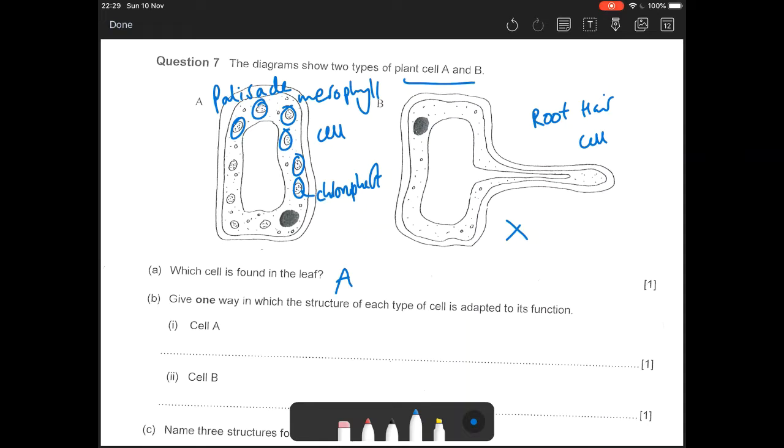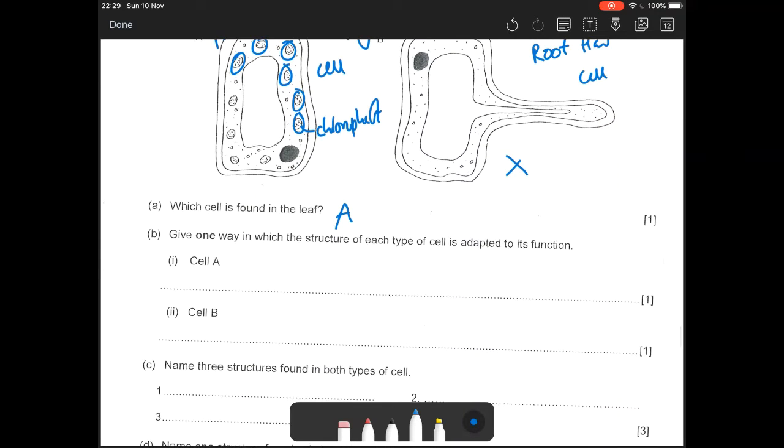So, give one way in which each is adapted. I just sort of said it there. It contains lots of these chloroplasts. It wasn't enough to just say it contains chloroplasts, because lots of plant cells do, but the adaptation for cell A was it contains many chloroplasts. We don't need to say in this question what they do, we are just saying how they are adapted.